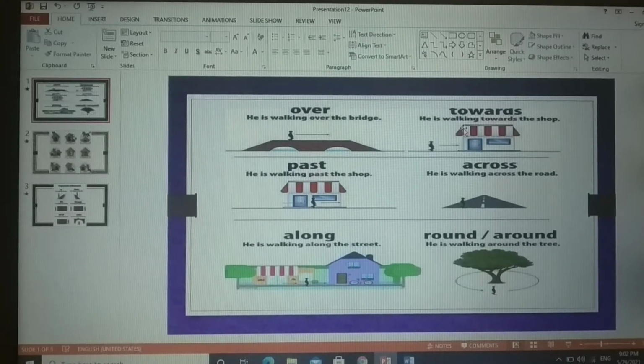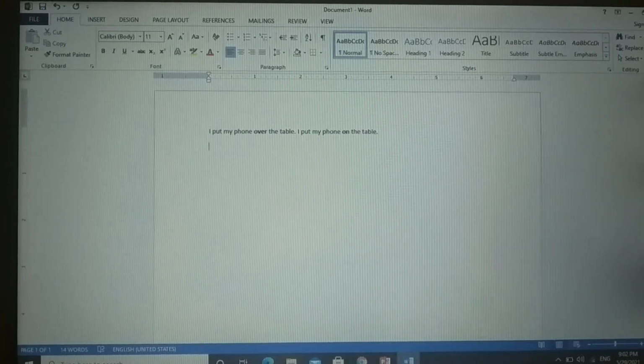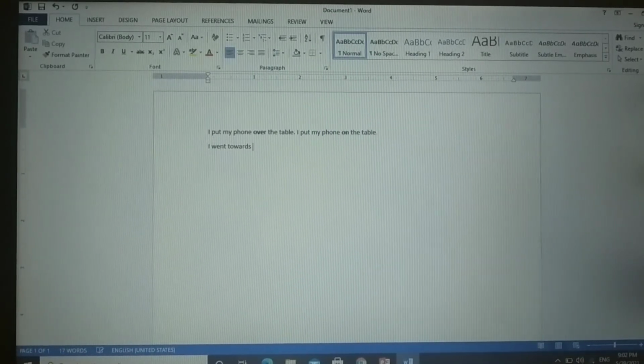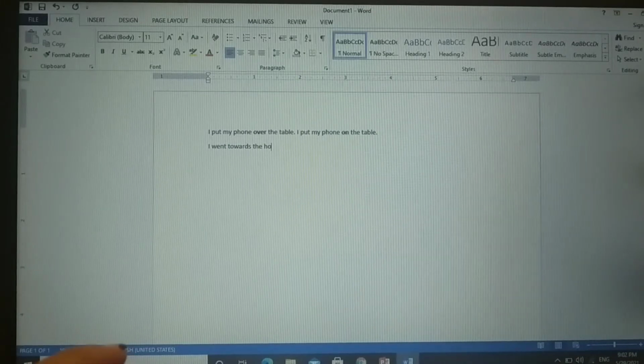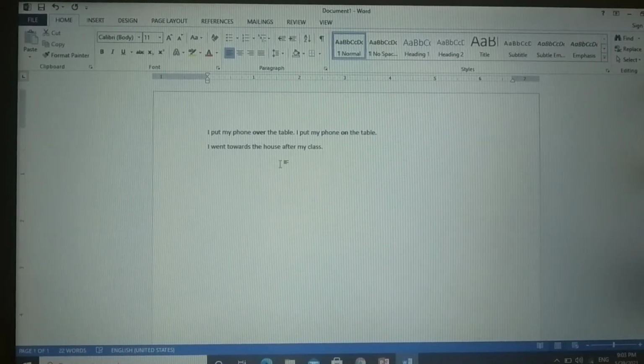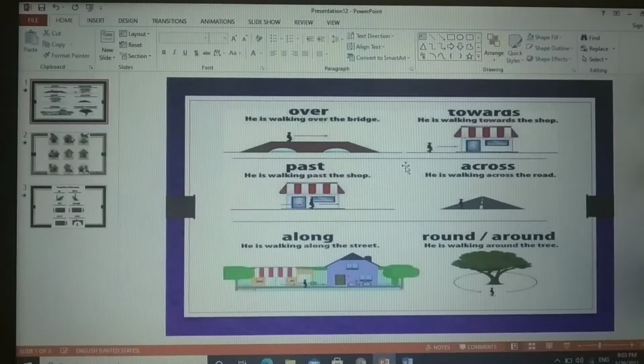This picture: towards. He's walking towards the shop. Towards mainly shows the direction, direction towards something, direction of placement of something. For example, he's walking towards the shop. As you see, here is a shop, and he's walking towards the shop. Let's look at another example. I went towards the house after my class. It means I went in the direction of the house, to the house, next to the house, we can say. This is our second preposition.